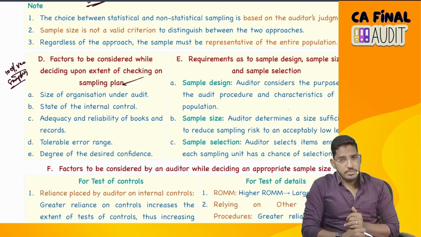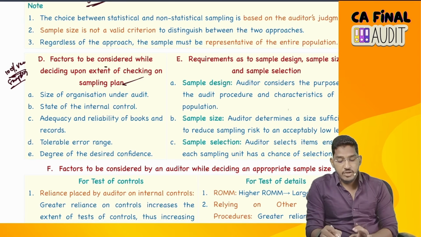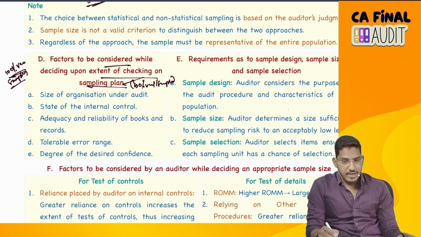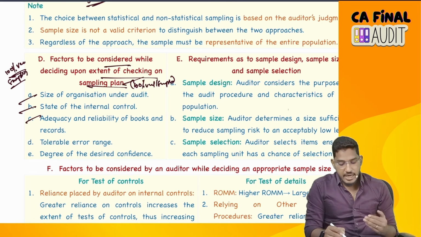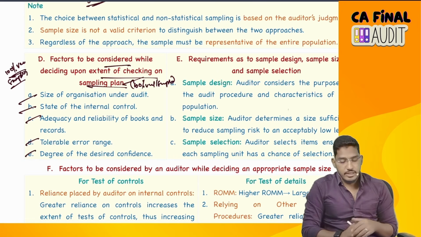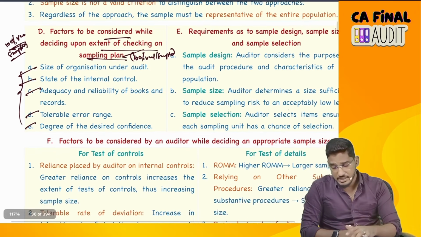Auditor himself has to decide using professional judgment, and he will take that decision keeping various factors in mind. As you could see here, what factors will be considered while deciding upon the extent of checking on a sampling plan, which means whether the auditor will do 100% verification or he will go for sampling. That depends on which factors. He will consider the size of the organization under audit, the state of the internal controls, whether the books of accounts are adequate and reliable, what is the tolerable error range, and what is the degree of desired level of confidence. So all these factors he will consider, and accordingly he will take the decision.